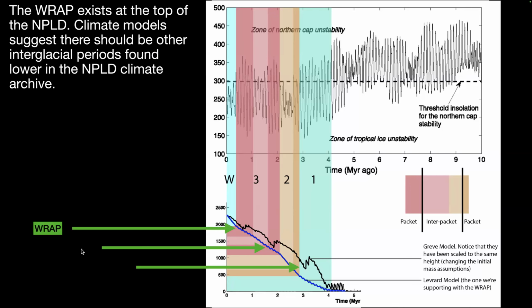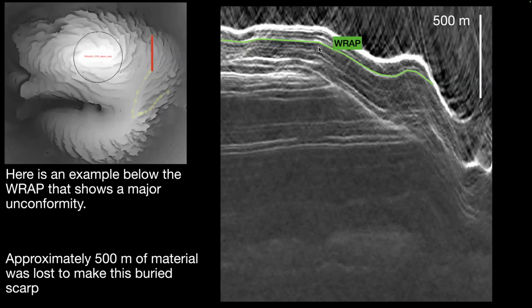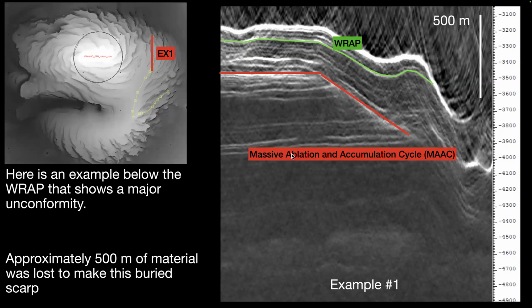This one I'm going to call the major ablation and accumulation cycle, or MAC, and then this is the earliest major unconformity, EMU. The wrap, we can identify everywhere. This is mapped out in 2D and 3D. Aaron Russell did the 3D mapping. There's this major unconformity here that I like to call the MAC, massive ablation and accumulation cycle.